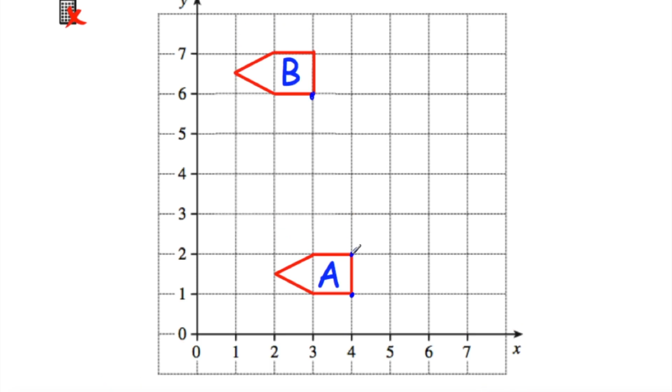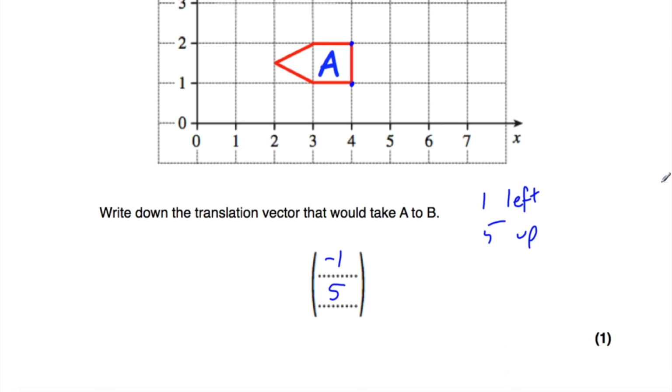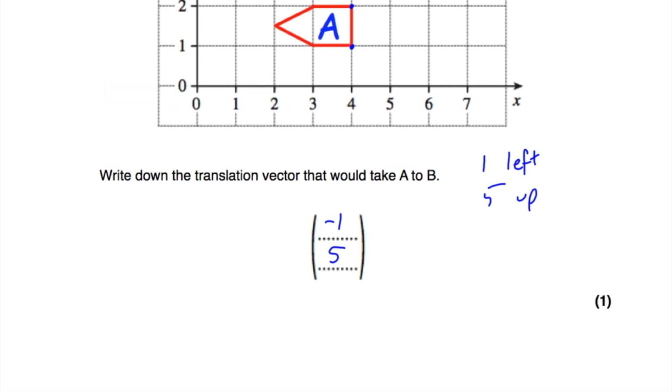Let's use this point here. And if we go 1 to the left and then 5 up, 1, 2, 3, 4, 5. That works. So that's the translation vector that would take A onto B. And if we wanted the translation vector that brought B to A, it would then be 1, -5. We would just change the signs. And that's it. Okay, let's look at our next question.